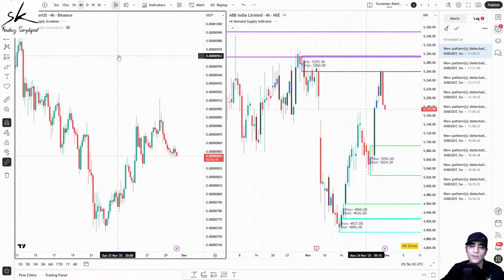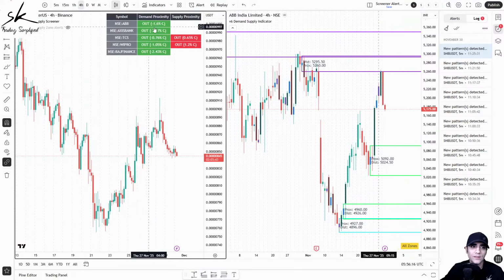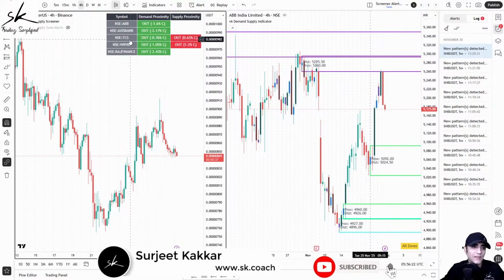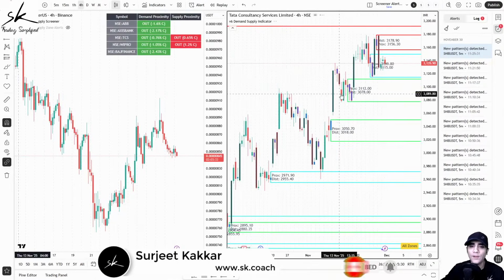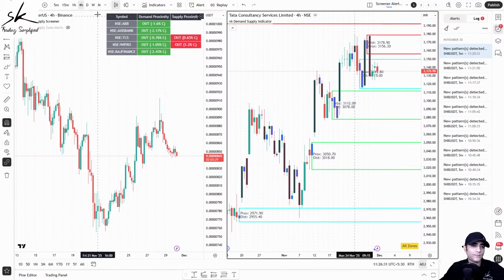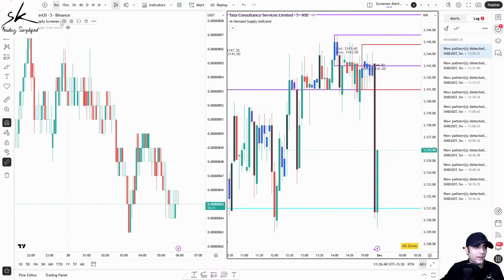If I want to check it based on the 4 hours, I'll simply go to the 4 hours chart, and now it will give me the results based on the 4 hours chart. You can see these are the symbols where I'm closer to demand, and these are the symbols where I'm closer to supply. Just as an example, if I go to TCS, you will see we have proximity to both the demand zone as well as the supply zone, right? So that is how this screener basically works. It helps you identify symbols where we are getting closer to the areas of demand and supply.